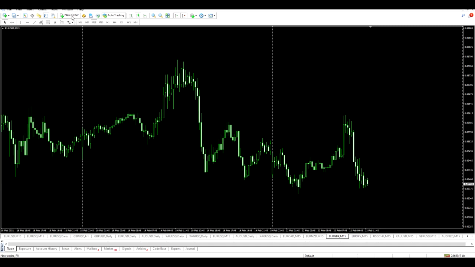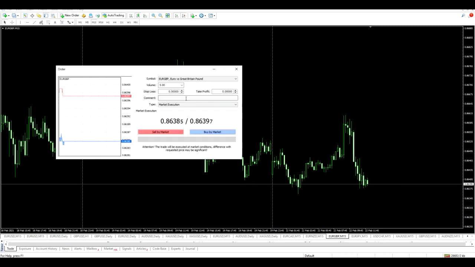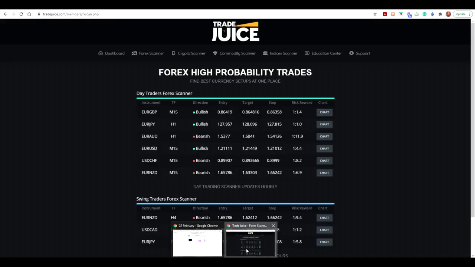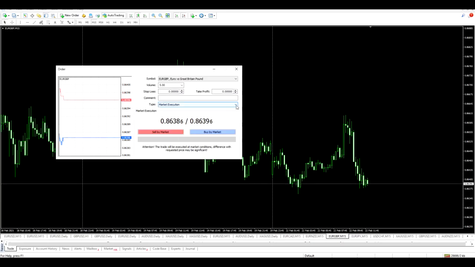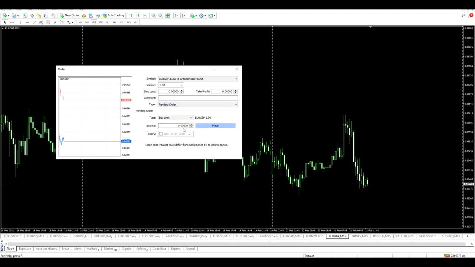So I do want to set up a new order, bullish order, so I'm going to buy, and all I need to do now is just have a look at where my entry would be, which is that. I'm going to copy it, and because price is not at that level yet, I'm going to enter a pending order, and I'm going to enter a buy stop limit at this price. It's as simple as that.